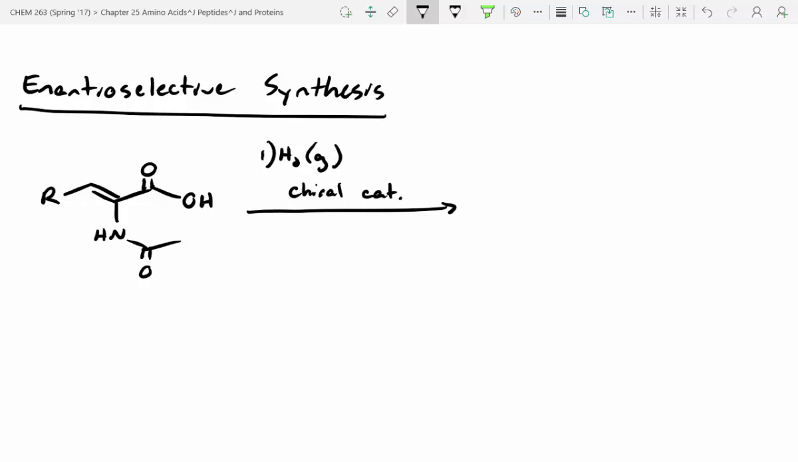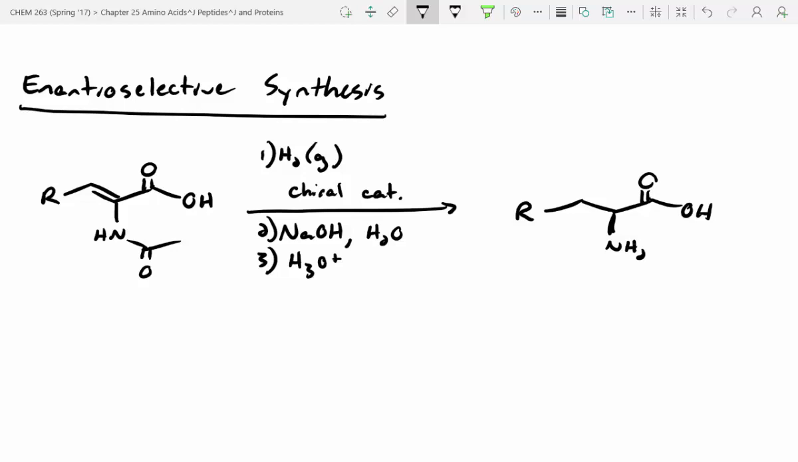And then in step two, you've got to cleave off that acetate group, so they use sodium hydroxide, water, and then do a gentle workup with acid. And when they do this, it's kind of neat, but because a chiral hydrogenation was performed, they don't have to do any purification with chiral chromatography. If you do it correctly, you get an enantiomeric excess of about 99%, which is pretty dang good.